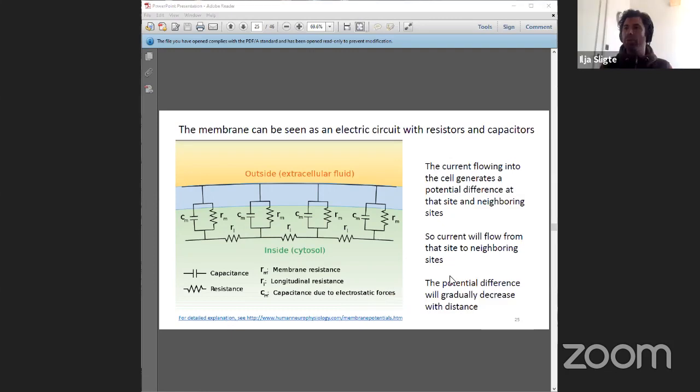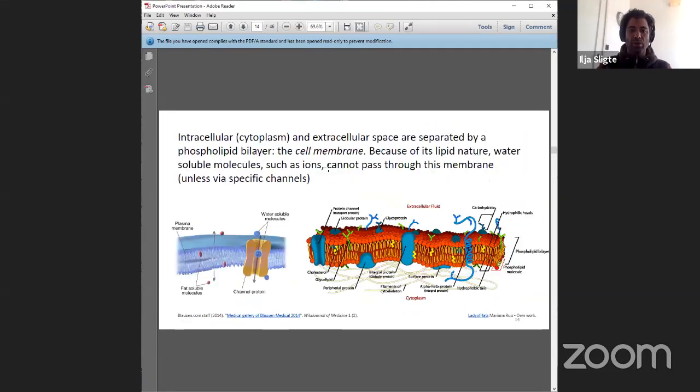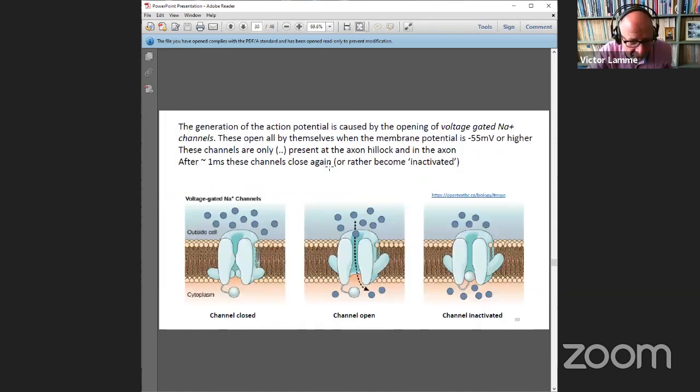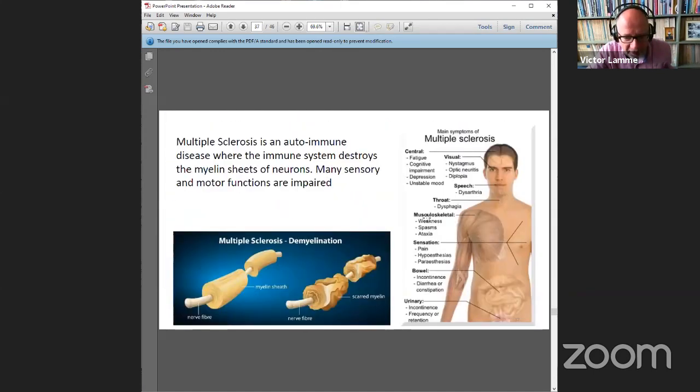One other question related to the previous question that I got through the chat. What about people with MS? Is their myelin sheath damaged? What happens? This is exactly one of the problems of multiple sclerosis, which is on slide 37. It's an autoimmune disease where the immune system destroys this myelin sheath of neurons. And as you can understand, if the myelin sheath is destroyed, the saltatory conduction is no longer working properly. So the conduction speeds will be much slower. And of course, that gets you into all sorts of trouble properly controlling your muscles. That's what's also expressed in the symptoms that you see.